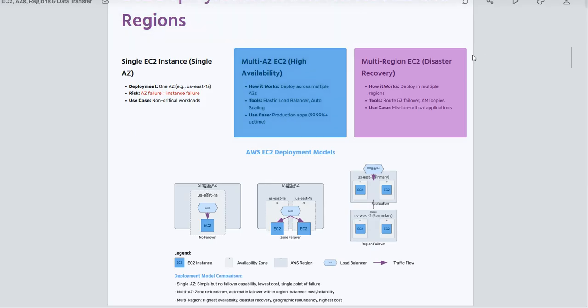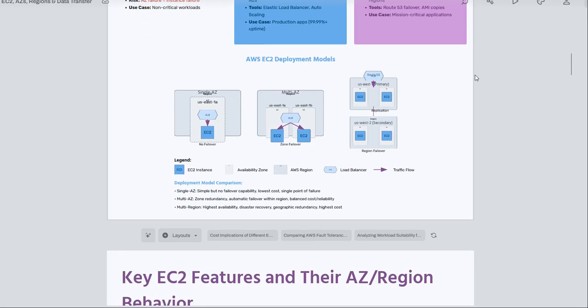The third and most expensive option is multi-region EC2. That's usually for disaster recovery, right? How it works: deploy in multiple regions. For tools, you use Route 53 failover with AMI copies, Amazon Machine Image copies. The use case is mission critical applications, but you need to make sure it's really mission critical. Otherwise, this option will cost you a lot of money, right?